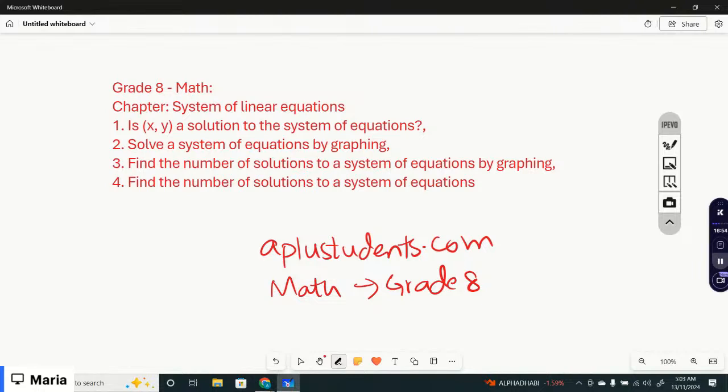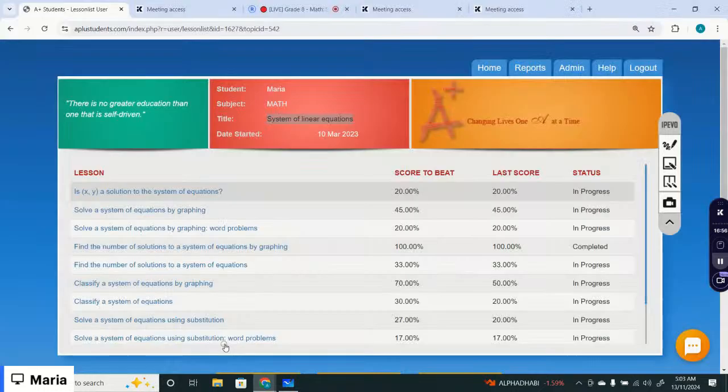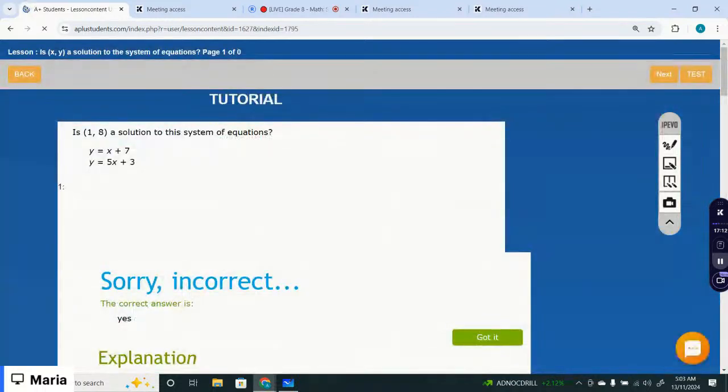So please make sure you have your notebook and pencil so that you can note down the important definitions as well. Let's just start with the first lesson, that is, is (x, y) a solution to the system of equations?